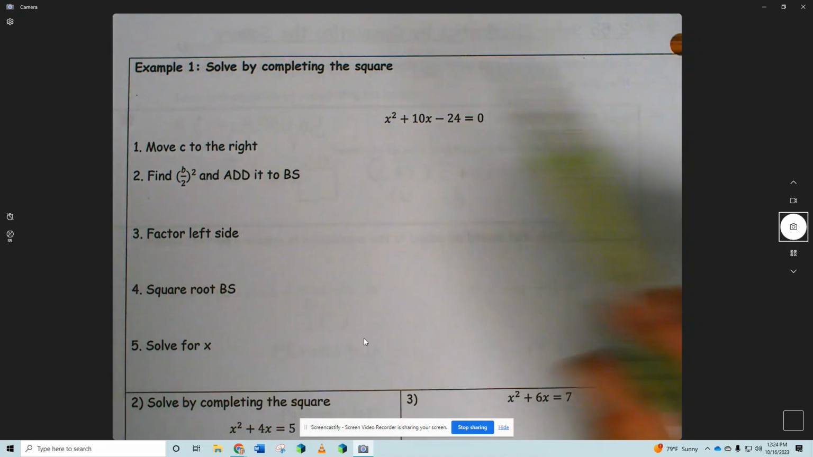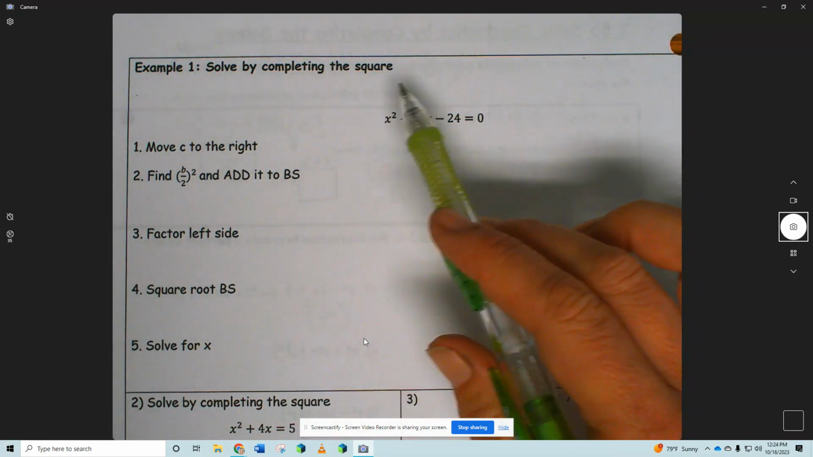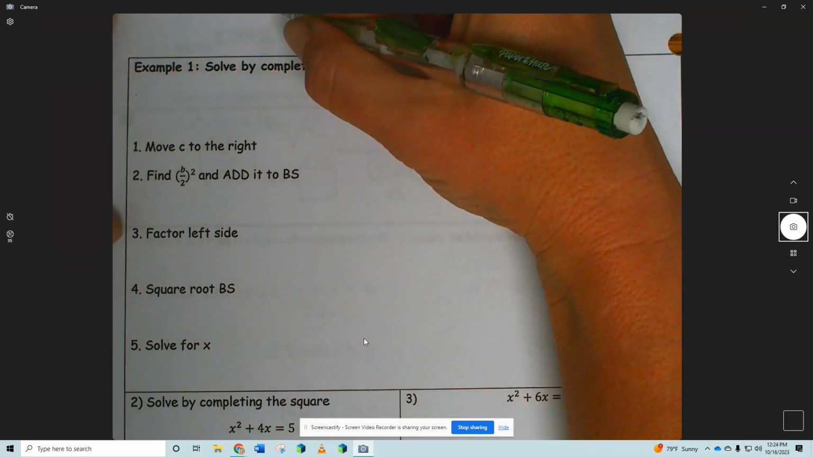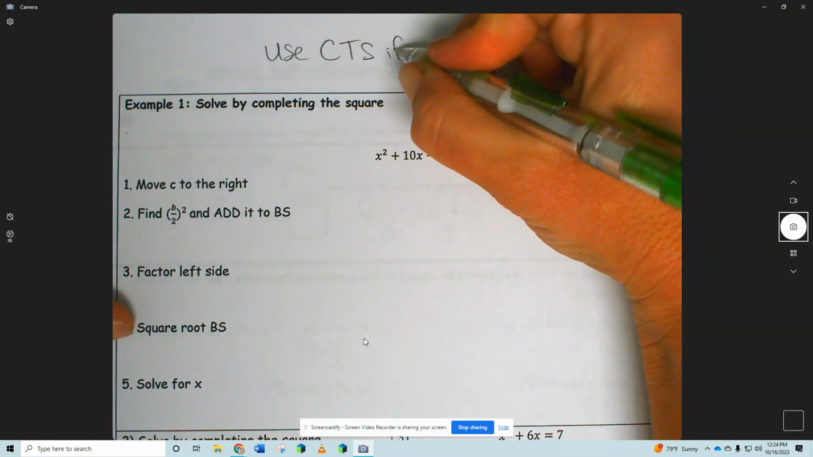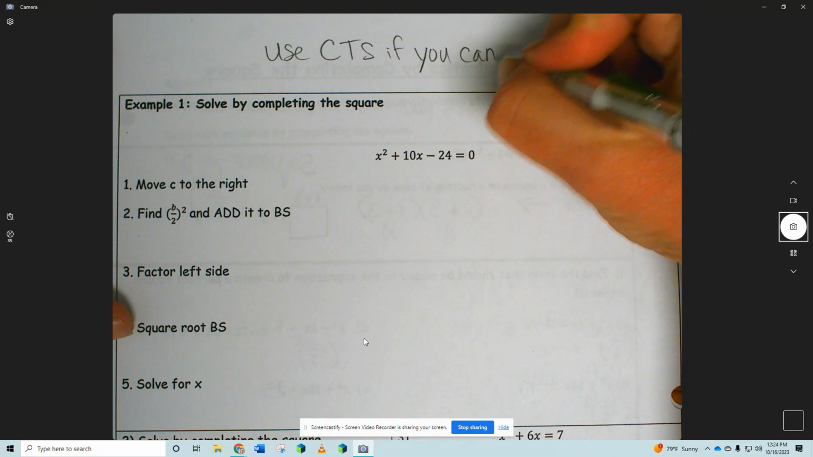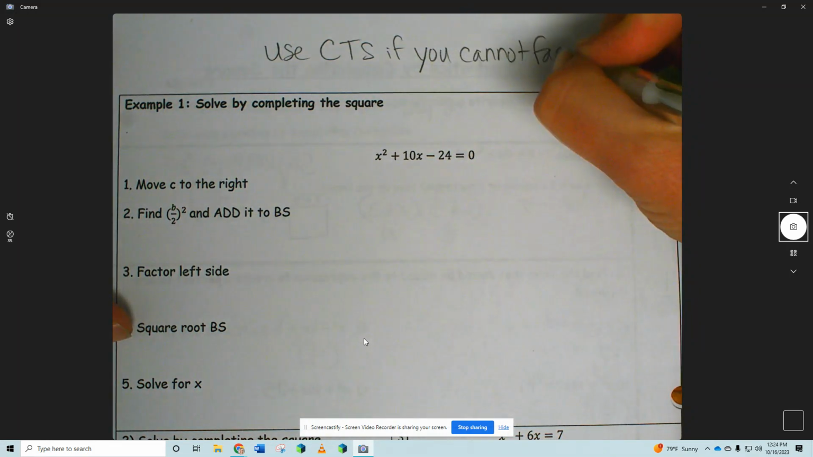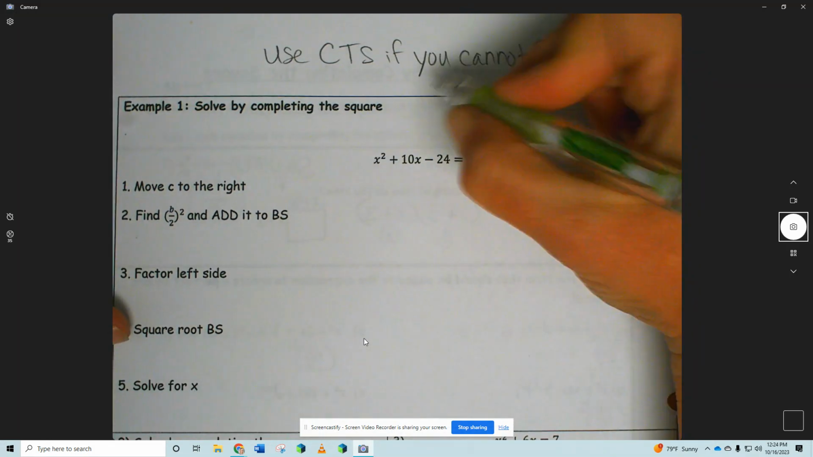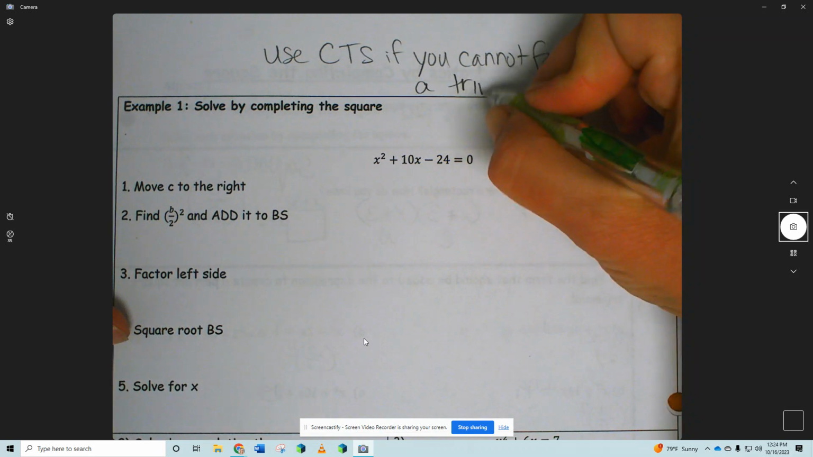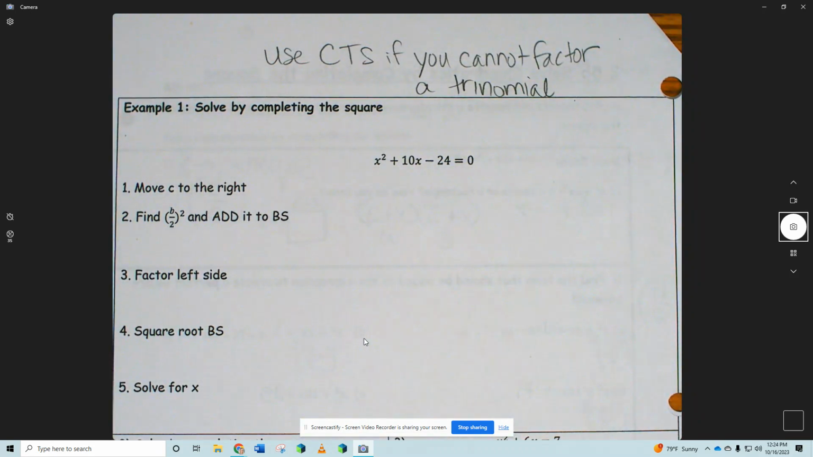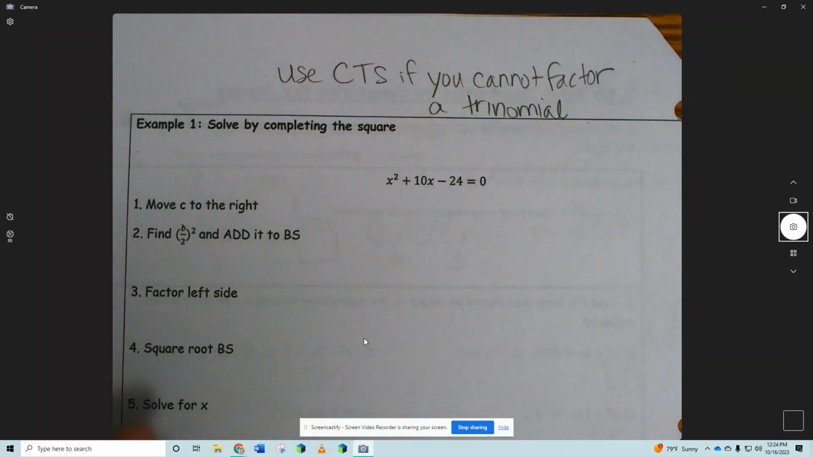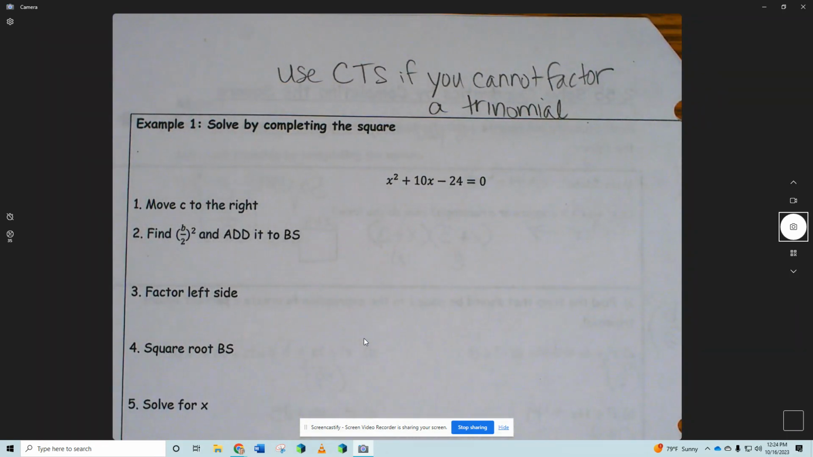Okay, move C to the right. Here are our steps for completing the square. Use complete the square if you cannot factor a trinomial. Complete the square. All right, first job, and this is the pattern.